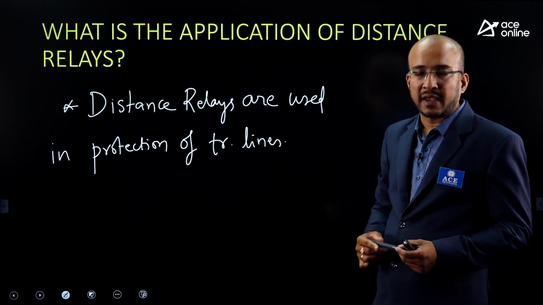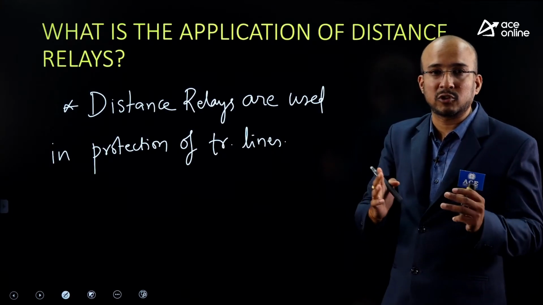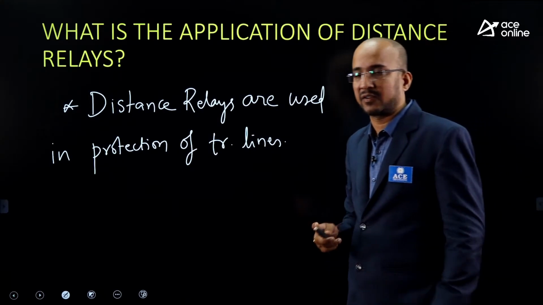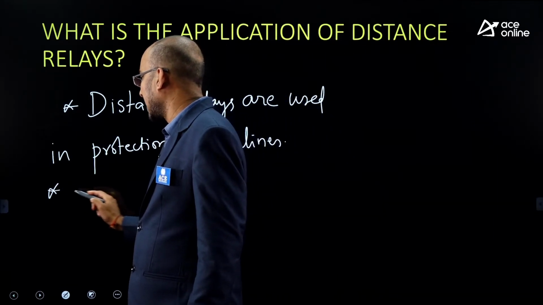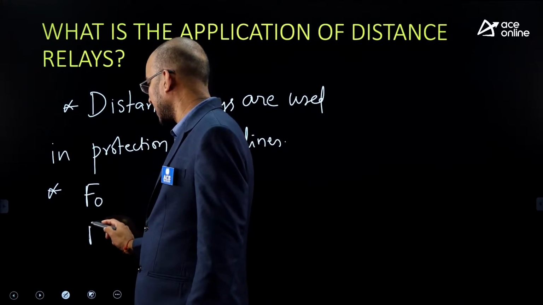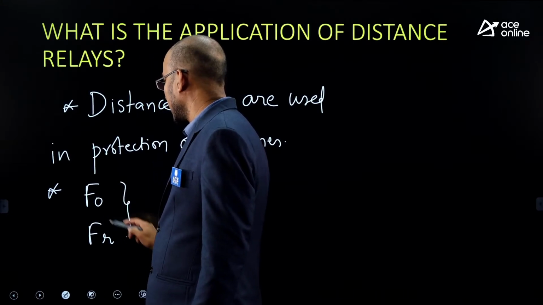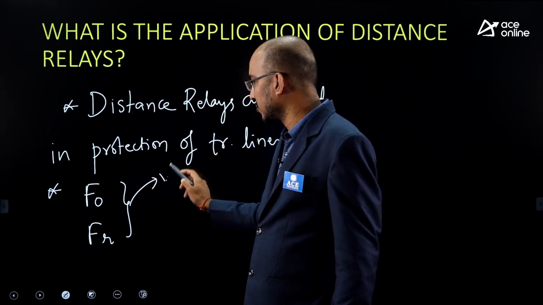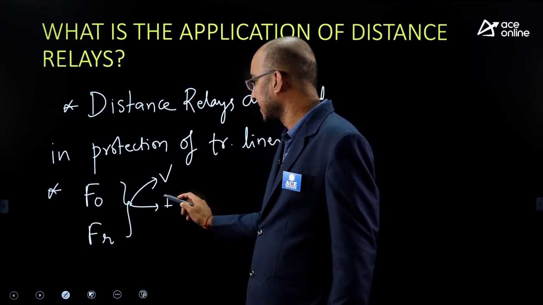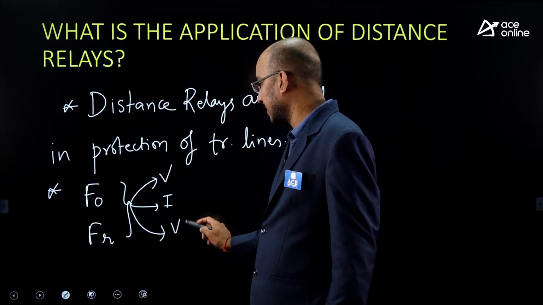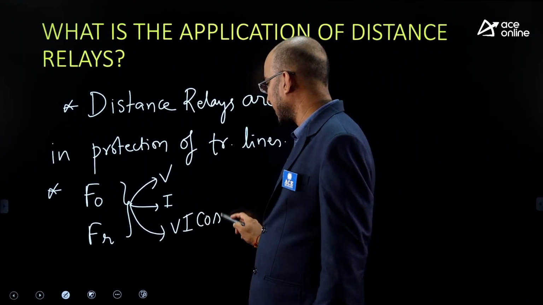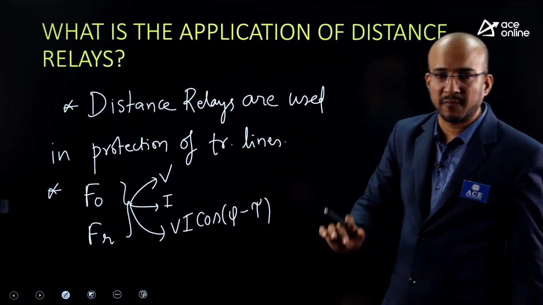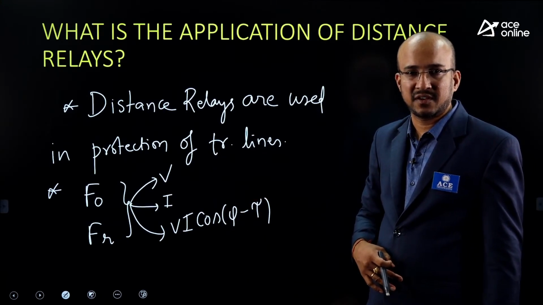In the case of distance relays, both the operating force and the restraining force are developed by what? By electrical quantities itself. The operating force F0 and the restraining force Fr are developed by the electrical quantities. Here we may be using voltage, current and a directional element, VI cos(phi minus tau). By using these quantities, we develop the operating force as well as the restraining force.